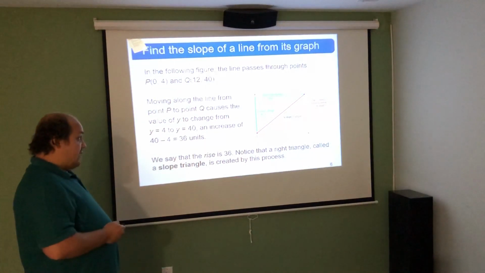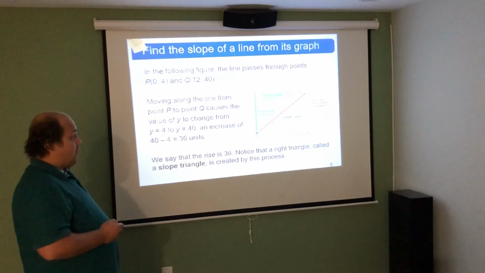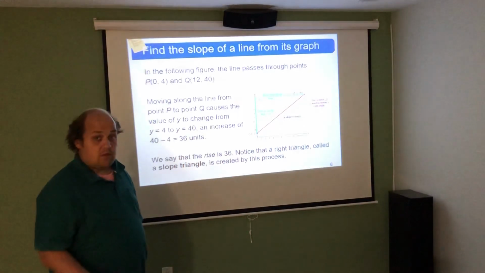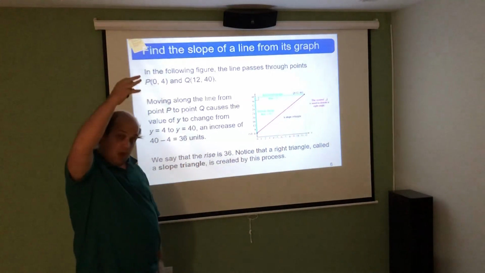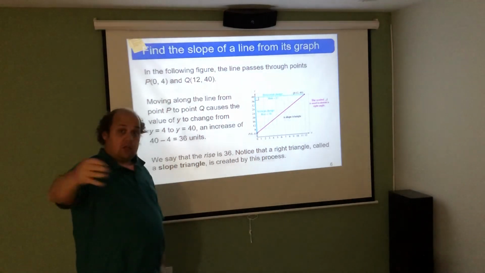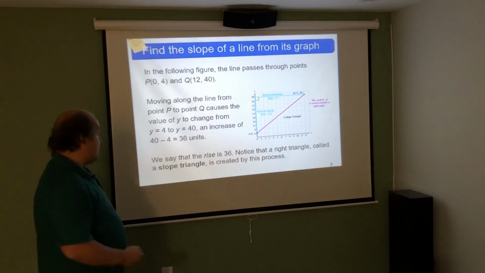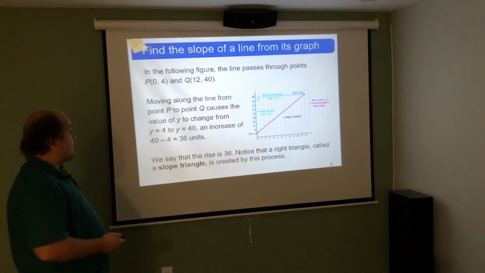We started at an x value of 0. We went over to an x value of 12. From 0 to 12, or 12 minus 0, means we had a horizontal change of 12. So our rise up was 36, our run to the right was 12. That means as rise over run, we would get 36 over 12.